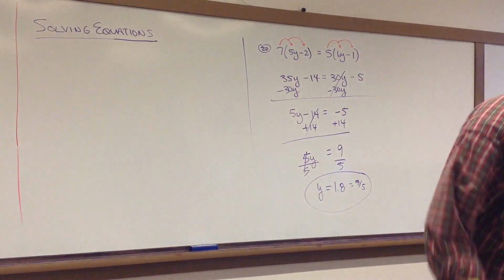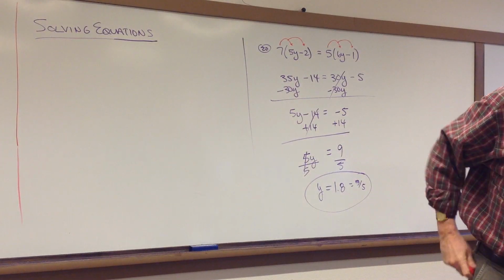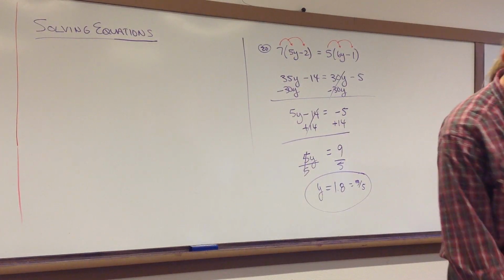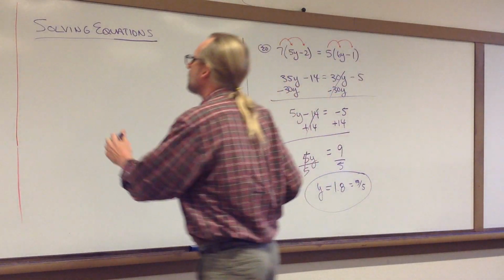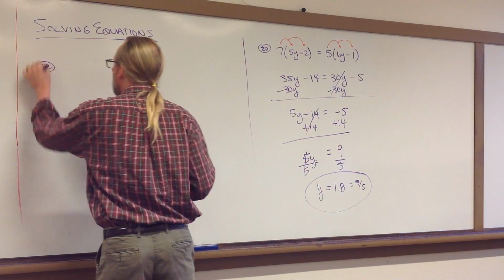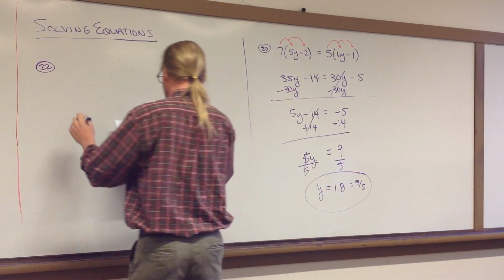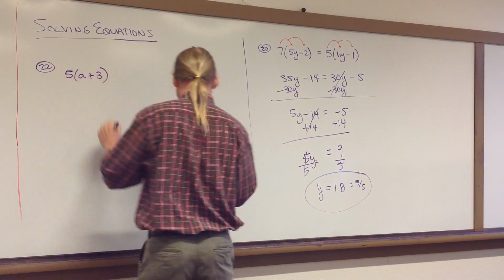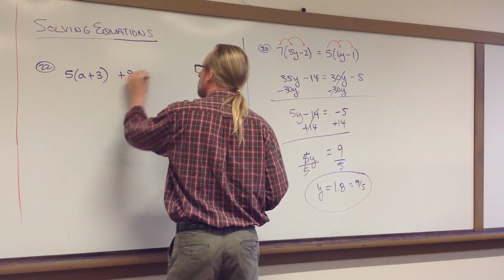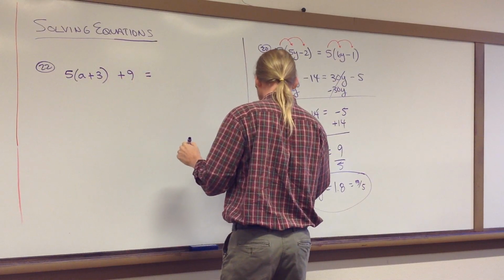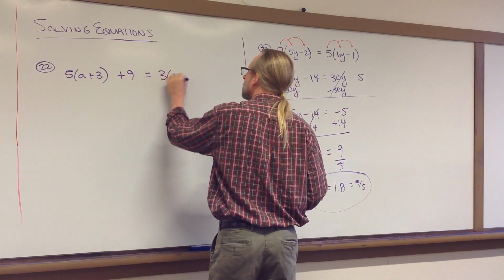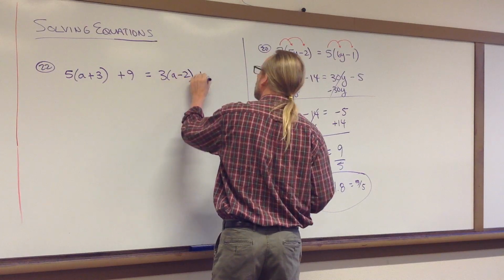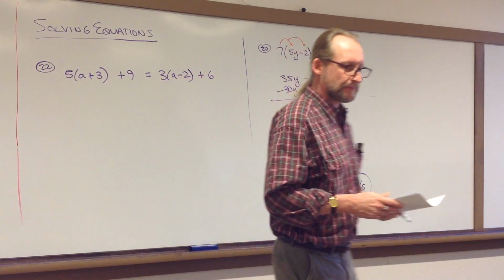Okay, now these last 3 problems get a little bit complicated. So let's work through them and see what we can do. So in problem 22, we've got 5 times a plus 3, and then plus 9 on the end, equal to 3 times a minus 2 plus 6 on the end.